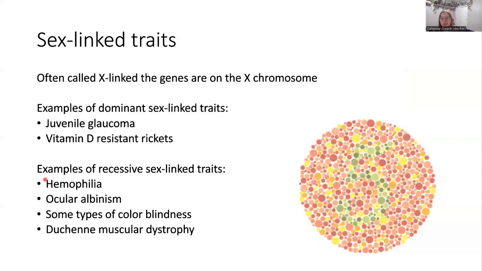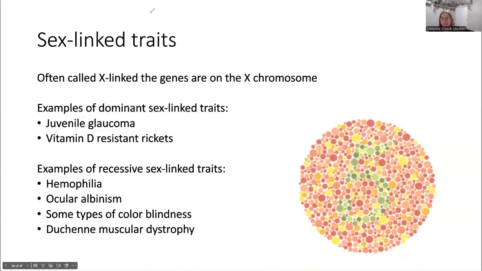And then the last one that we can discuss for non-Mendelian inheritance is sex-linked traits. Sex-linked traits are on the X chromosome. There's really not space for anything on the Y chromosome, so we often refer to sex-linked traits as X-linked traits. So both those vocab words are used. We have a lot of examples. Some are dominant, some are recessive. Recessive is much more common.